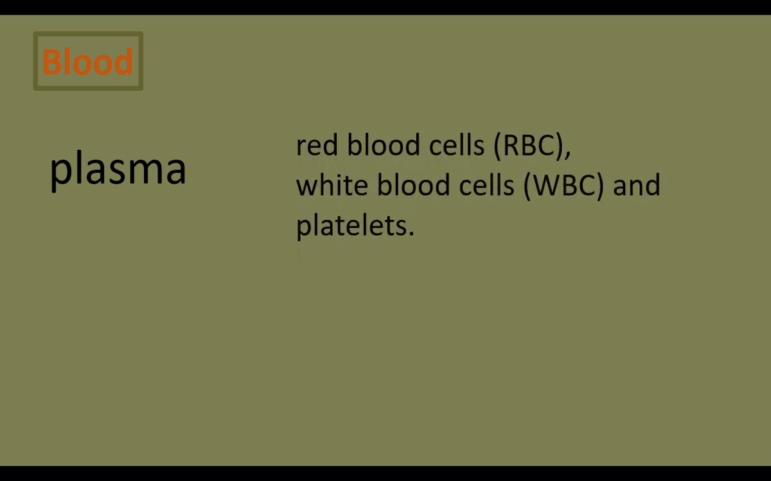Blood is a fluid connective tissue. The fluid part of blood is plasma. Plasma is a fluid part. It forms 55% of the composition of blood. The solid part includes red blood cells, white blood cells, and platelets. Blood is a transporting tissue. It transports nutrients, waste materials, and respiratory gases.